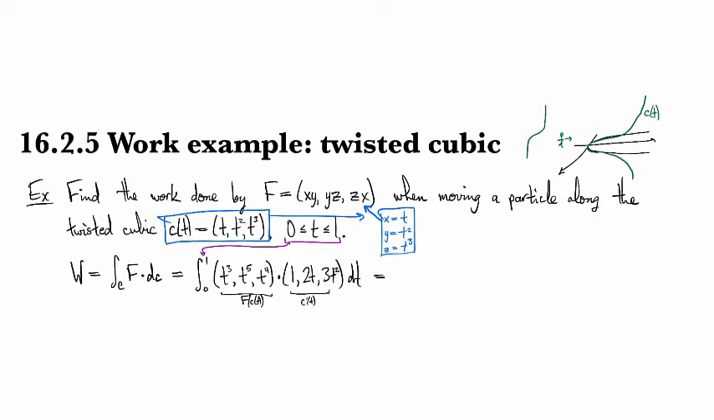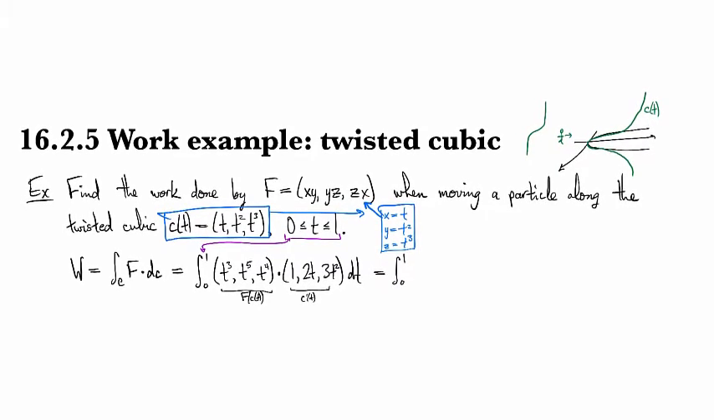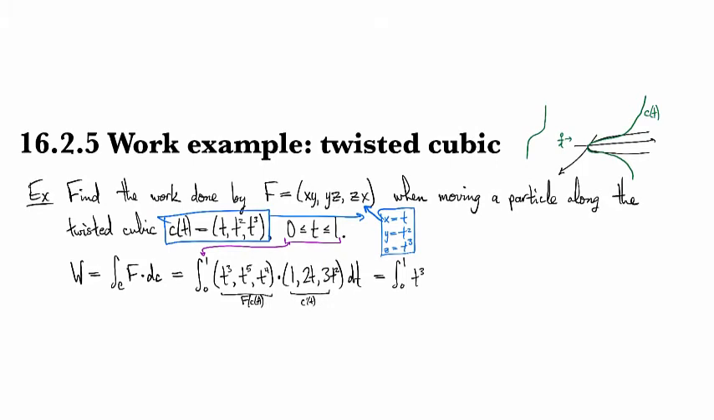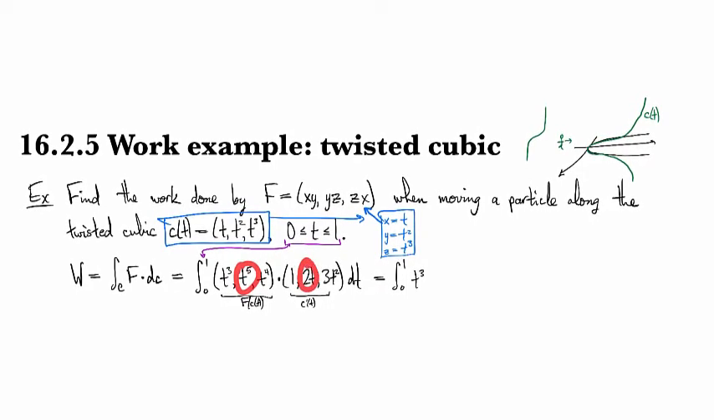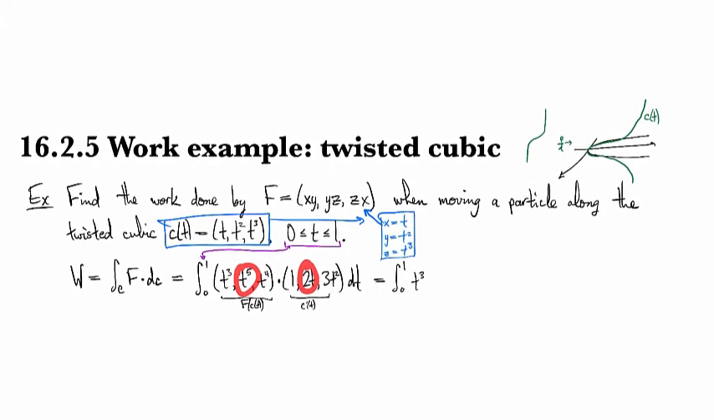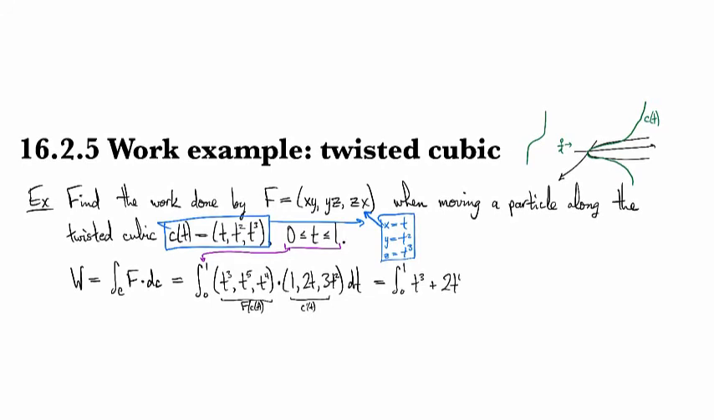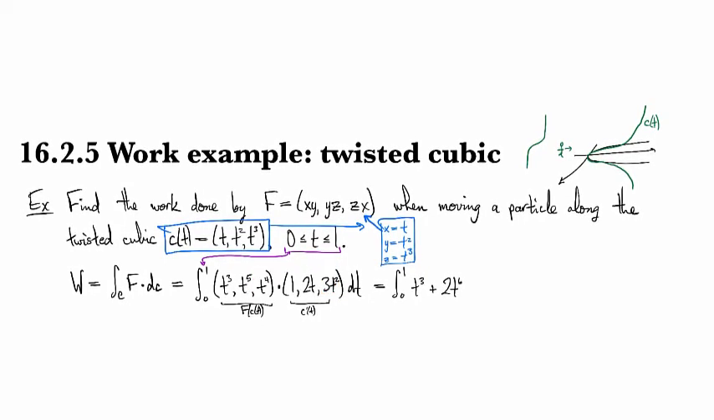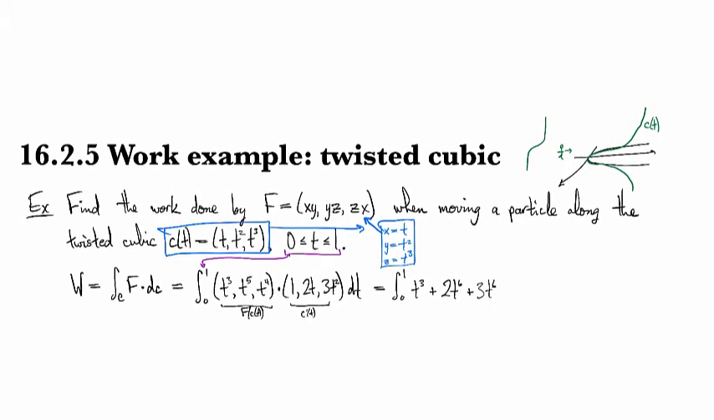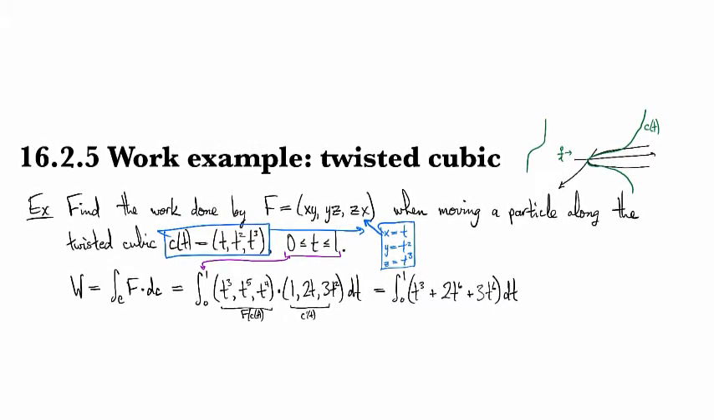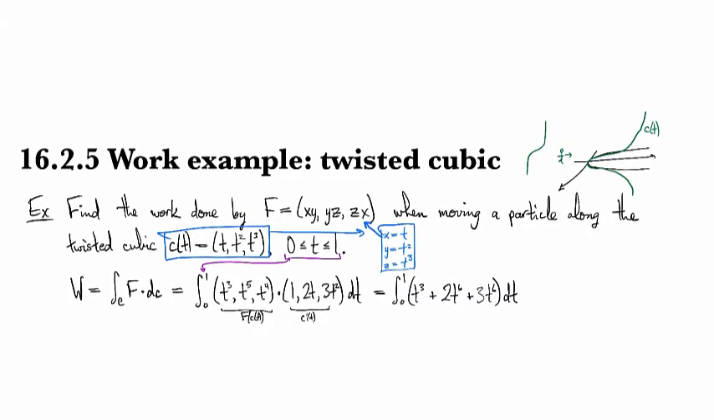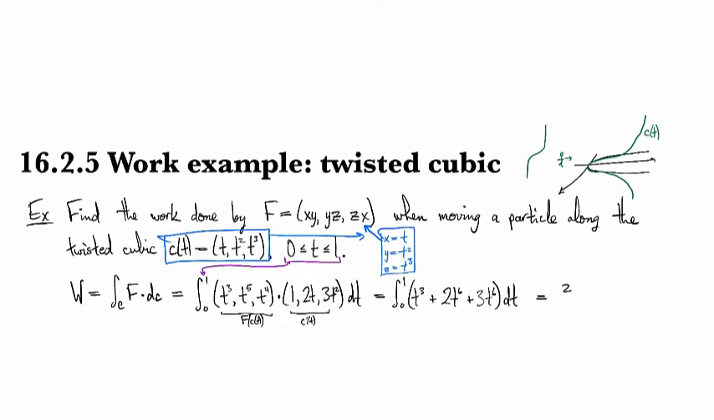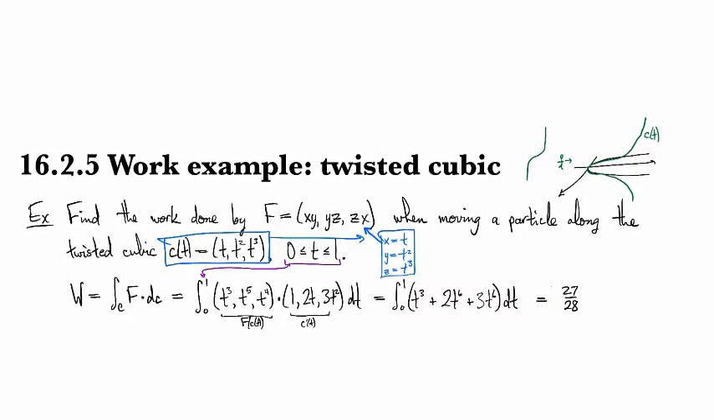And so we work out this dot product. We've got t cubed matched with 1, so that's going to give us t cubed. And then t to the 5th matched with 2t, so that's going to be 2t to the 6th. And then t to the 4th matched with 3t squared, so that's going to be 3t to the 6th. And this is all dt, and hey, look at that. What do you know? Now it's just an integral of a single variable, and we're back in Calc 2, and it's no problem, and you work it out, and it's 27 over 28. The end.